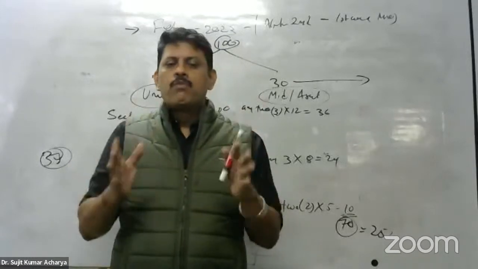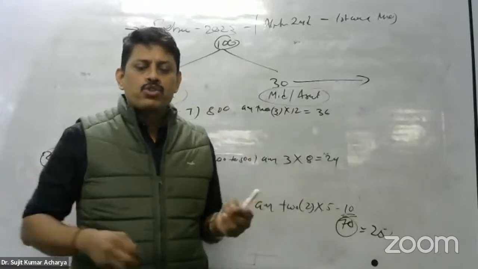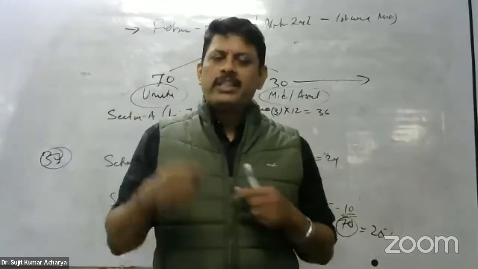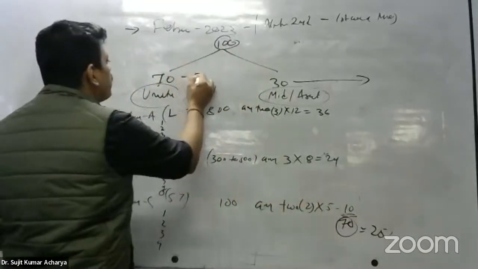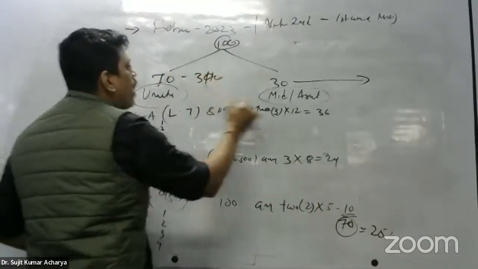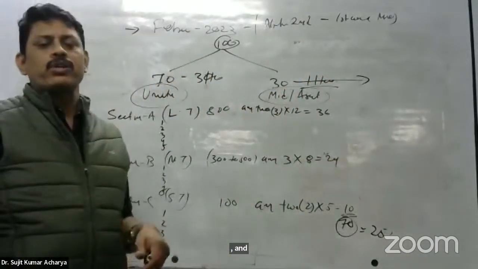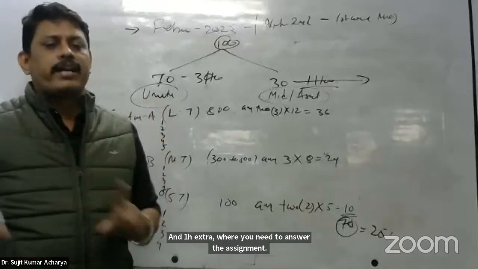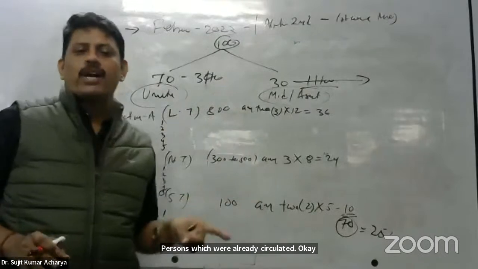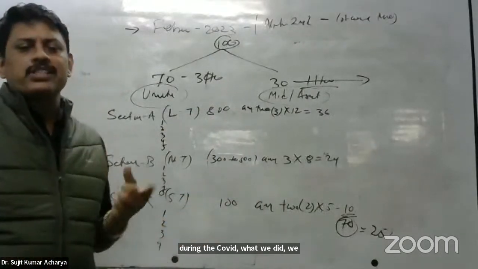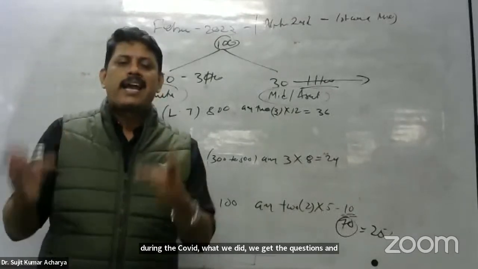So what will happen is there are two modes of conducting the assignment test. Earlier we used to give the questions with the university examination question paper, and the duration of these 70 marks is 3 hours and 1 hour extra, where you need to answer the assignment questions which were already circulated. Now during COVID, what we did was we gave the questions and we instructed the students to submit the assignment.